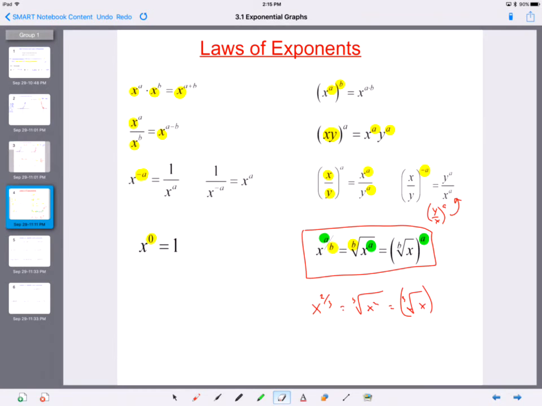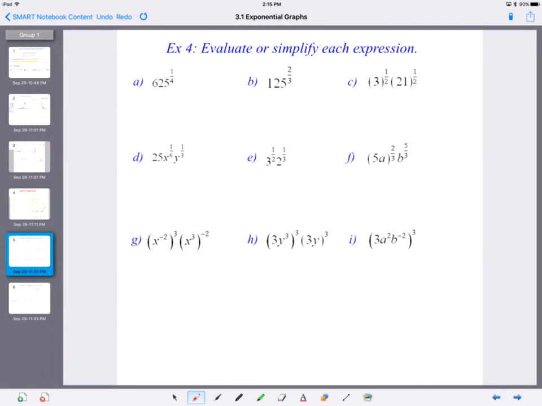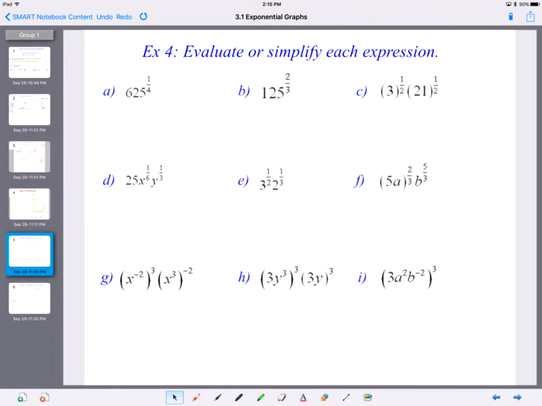So that's what those properties are. These are the ones that you have learned before, and these are the ones we'll be using as well. So mostly at this point, I just want you guys to work through some problems. We're going to evaluate or simplify any of these expressions.